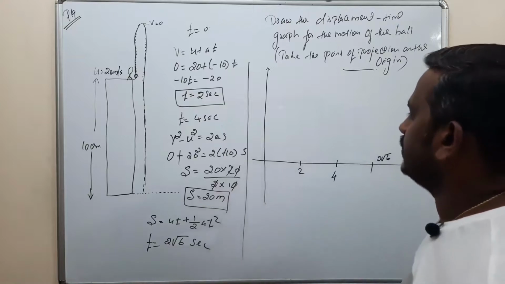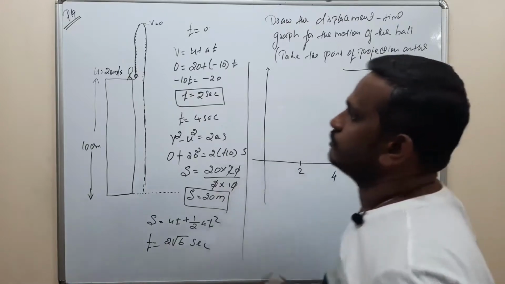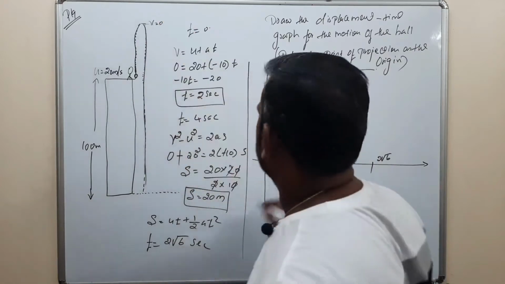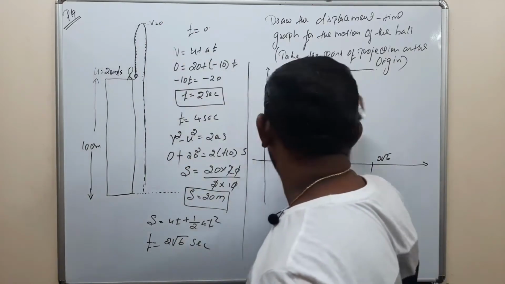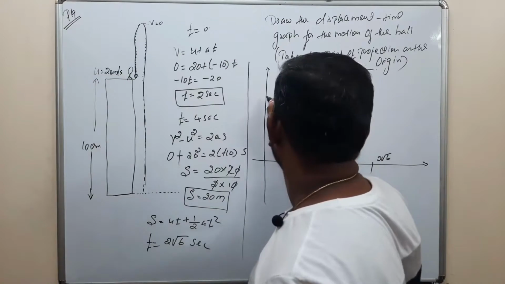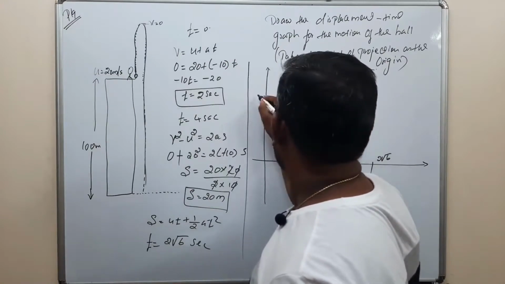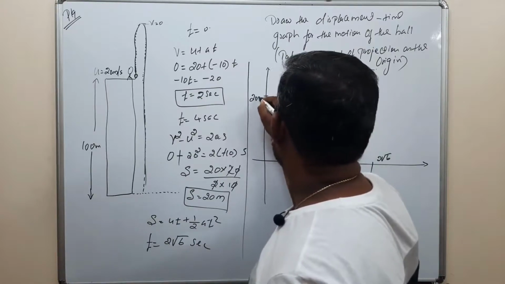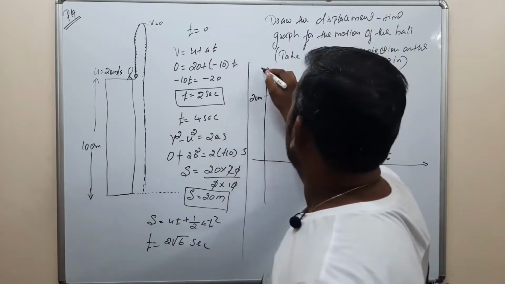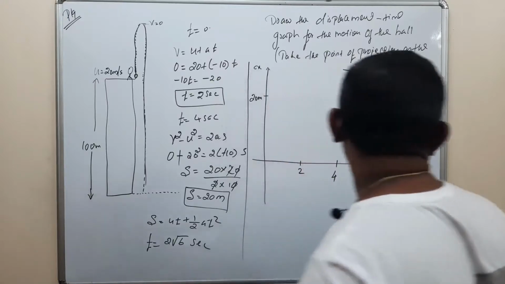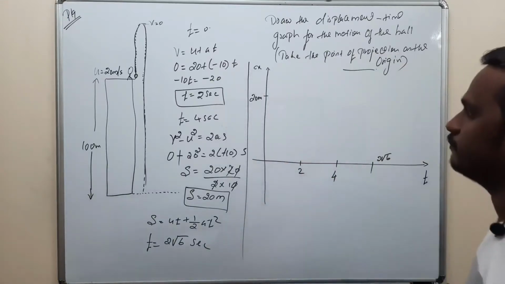Then the displacement traveled by the body when time t is equal to 0 is 0. When time t is equal to 2 seconds, it is 20 meter. Am I right? That is 20 meter. So this is the displacement time graph.